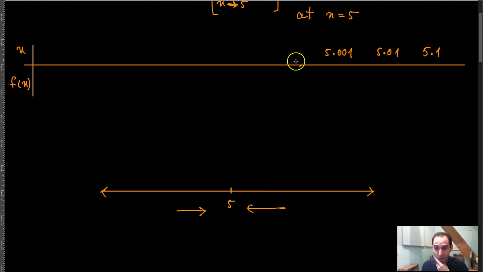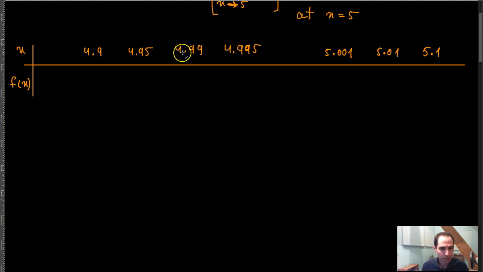And of course, by the same logic, I can get closer and closer to x is equal to 5 from the left, meaning that I can set x is equal to 4.9 or, for example, 4.95 or 4.99 or, for example, 4.995. And so for these values, I can calculate the value of the function and see what the value of the function is at these values.